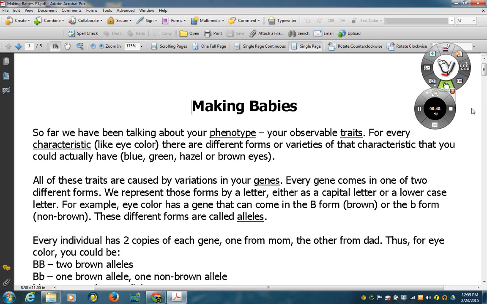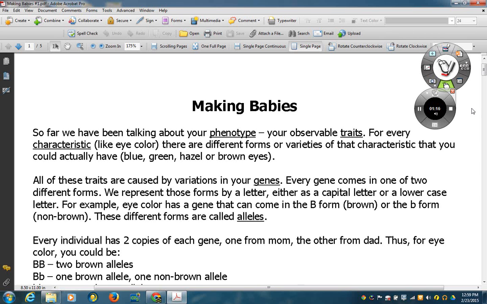Every gene comes in two different forms. We represent these forms by a letter, either a capital letter for dominant or a lowercase for recessive. For example, eye color has a gene that can be a capital B form, brown, or a lowercase b form, non-brown. These different forms of the same gene are called alleles.